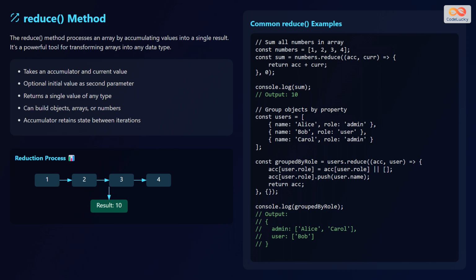Reduce returns a single value of any type. It can be used to build objects, arrays, or simple numbers. Importantly, the accumulator retains its state between iterations.